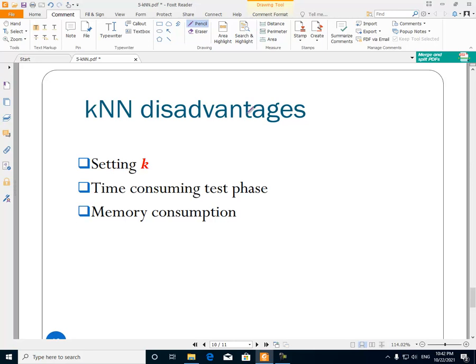And the memory consumption is another issue. As we said, all of the data should be in the memory, so we could execute the classifier and find the nearest data to the test data.